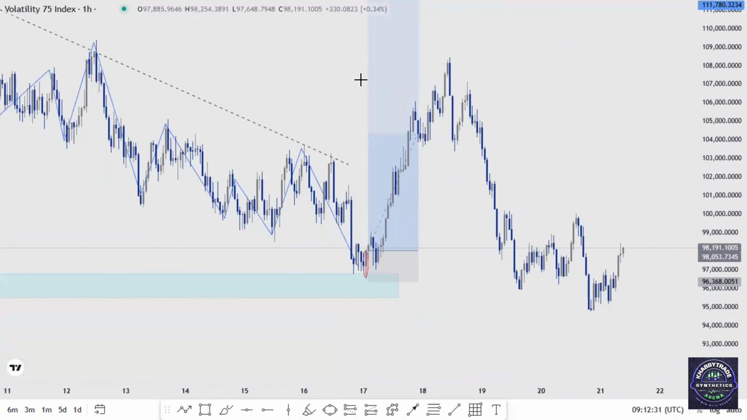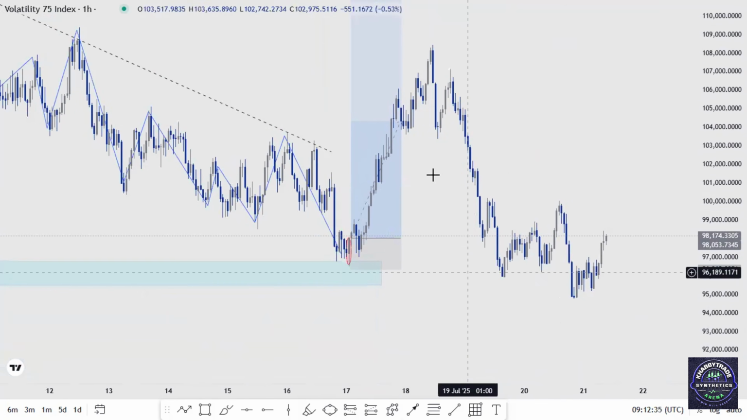So this was it. Market did not hit full take profit and it returned. But that was a very nice buy.